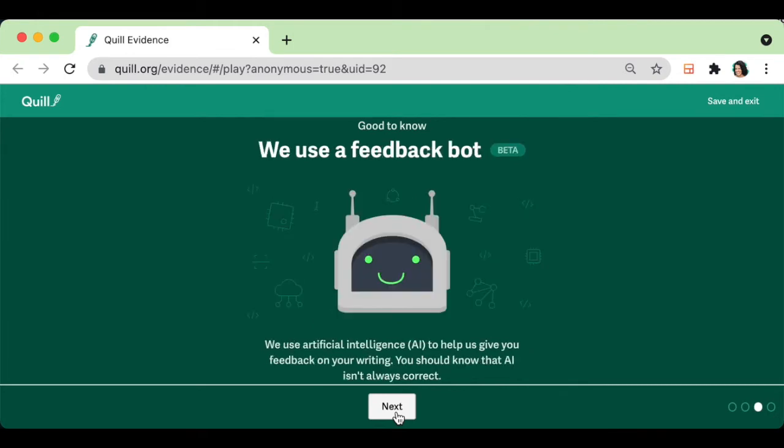On the next page, students will learn that the tool uses a feedback bot. This is a simplified way of letting students know that this tool, though it might seem like it at times, is not actually a human teacher. So that means there will be errors. It's very important students know this going in so they don't feel really frustrated when this happens.